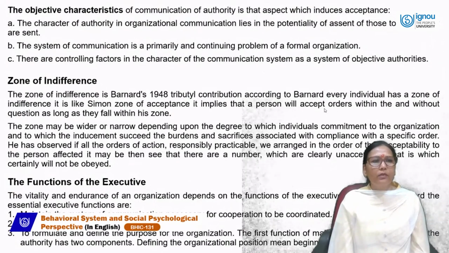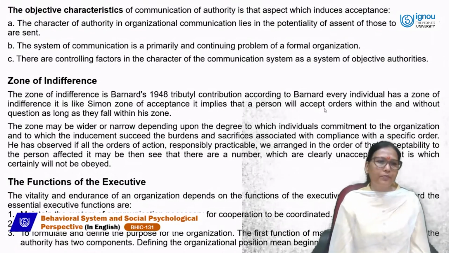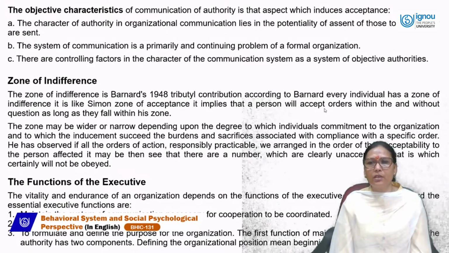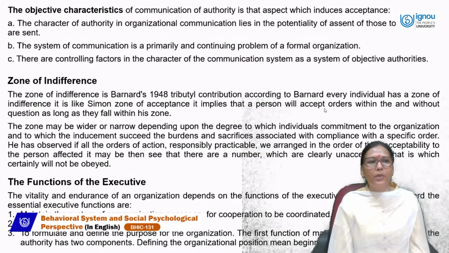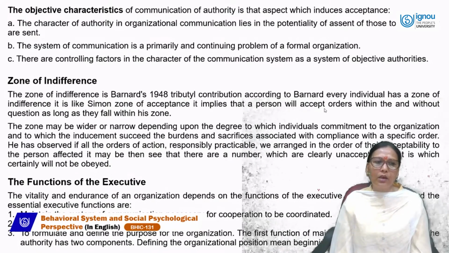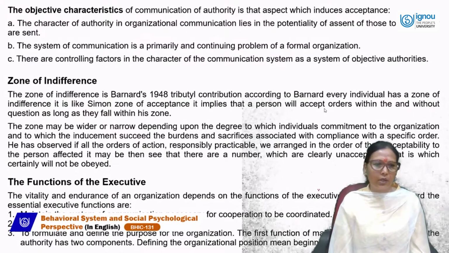The objective characteristic of communication of authority is that aspect which includes acceptance. The character of authority in organizational communication lies in the potentiality of assent of those to whom it is sent. The second was the system of communication, which is the primary and continuing problem of a formal organization. They are controlling factors in the characteristic of a communication system as a system of objective authority.